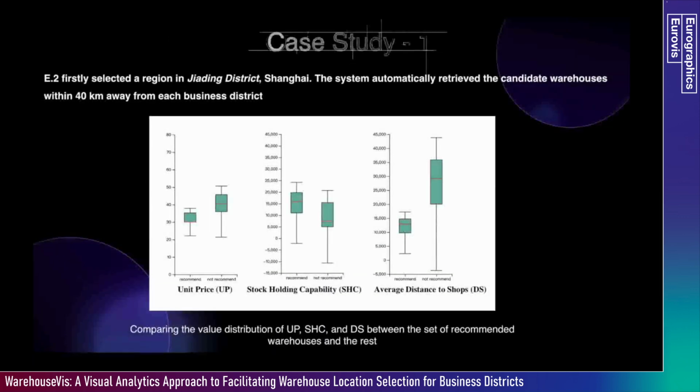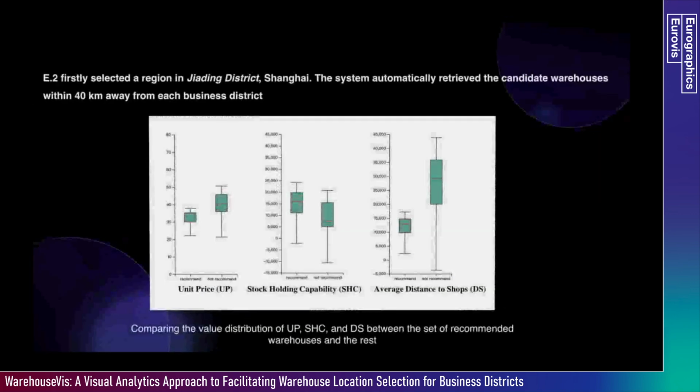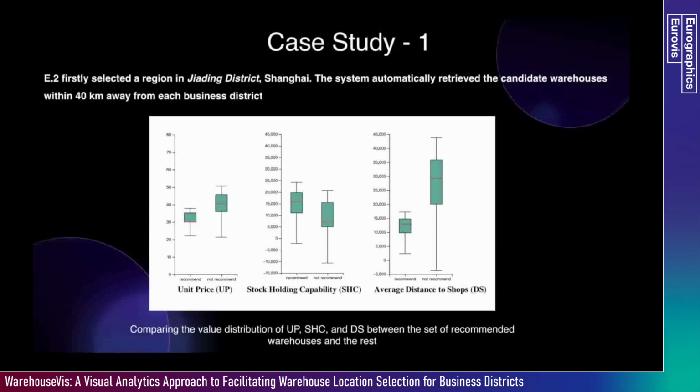We introduce a real case conducted by E2. He first selected the region in Jiading District, Shanghai. The system automatically retrieves the candidate warehouses from the pool within 40 kilometers of each business district.